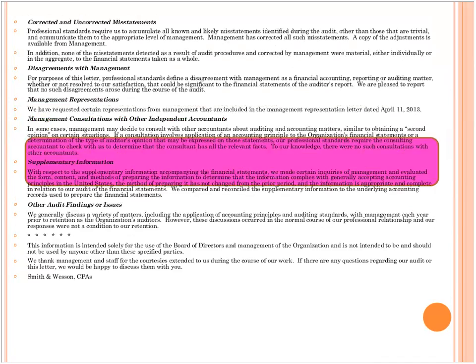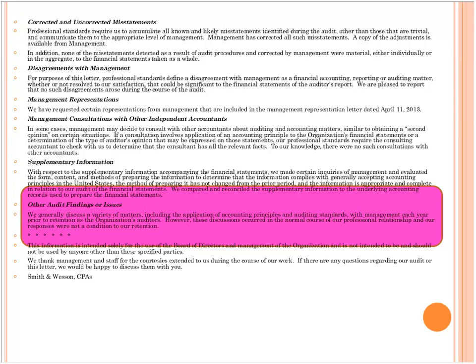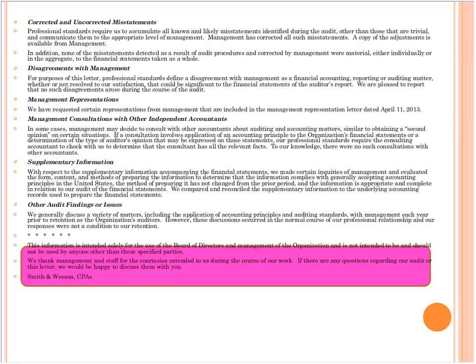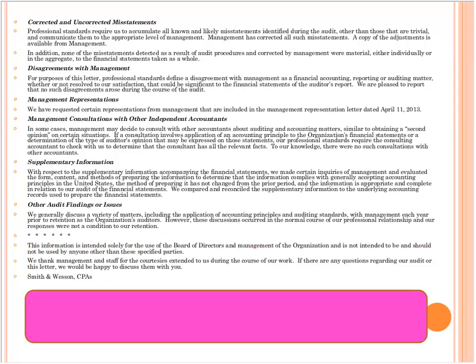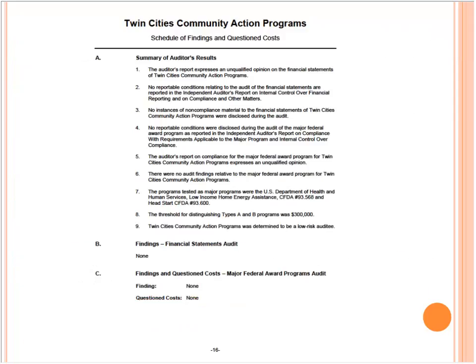If there were consultations with other accountants, that would need to be described. The supplementary information is described, and then other audit findings or issues would also need to be described to the board members. Another piece in most audits is a schedule of findings and questioned costs. I always think of this as giving kind of the executive summary of the audited financial statements to the board, and this just provides a summary level as well as the findings and questioned costs for the year.